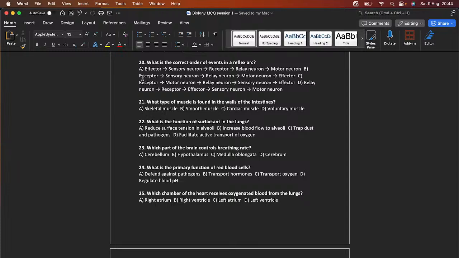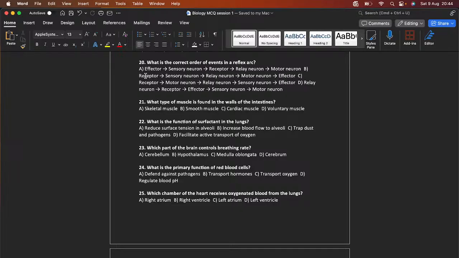Okay, so it would be B, which is receptor, sensory neuron, relay neuron, motor neuron, and the effector. So the receptors are the ones that are found in your fingertips. Now imagine that you have your finger and you place it right into the fire. So the receptors will get activated because the fire will stimulate the receptors in your finger.